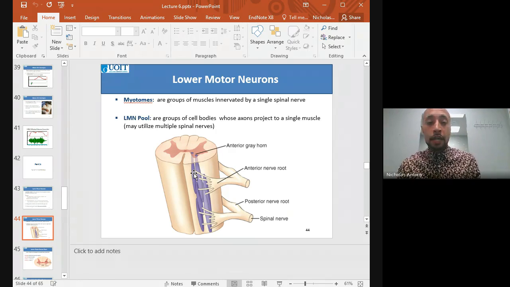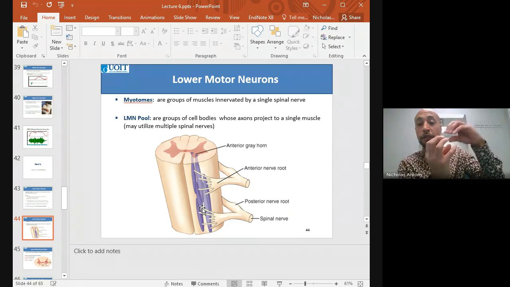But what I want you to get from this diagram is that the cell bodies of a particular muscle are grouped together in what's called a lower motor neuron pool. So this is how we have all of the motor units. All of the alpha and gamma motor neurons to a specific muscle are all grouped together in these groups. So all very, very close together.